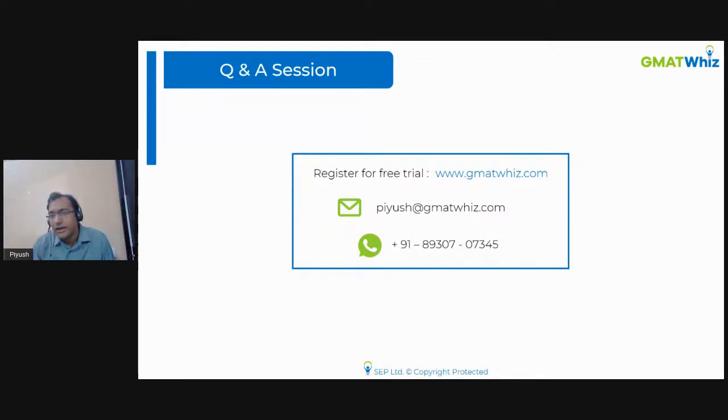Nagarajan is asking, what will be the impact of COVID-19 on score percentiles, assuming fewer people will be taking the test? I don't think it is going to impact much, Nagarajan. Percentiles are standardized over a much longer period, so it is not going to have any noticeable impact.